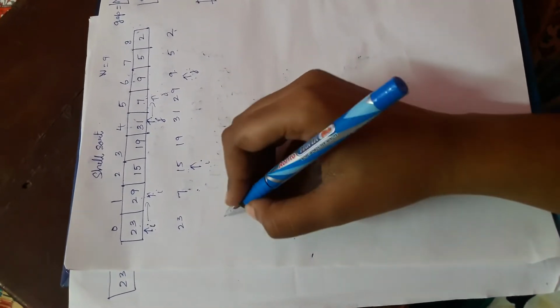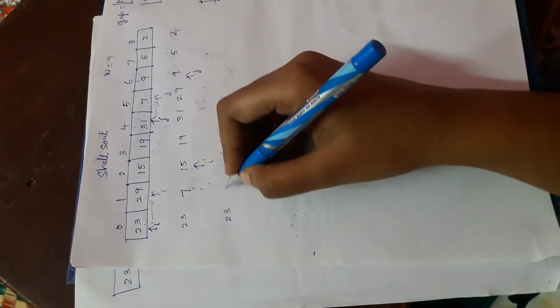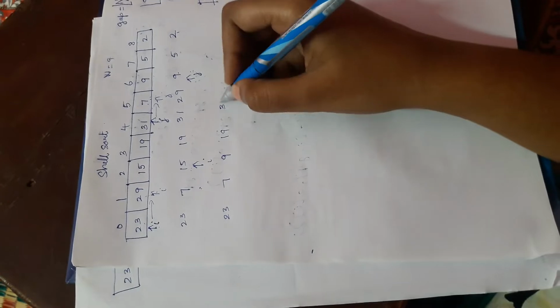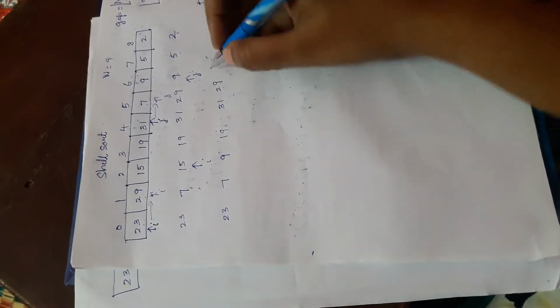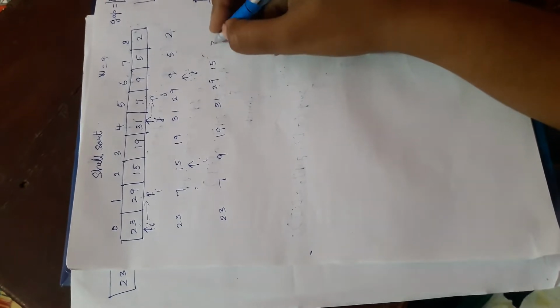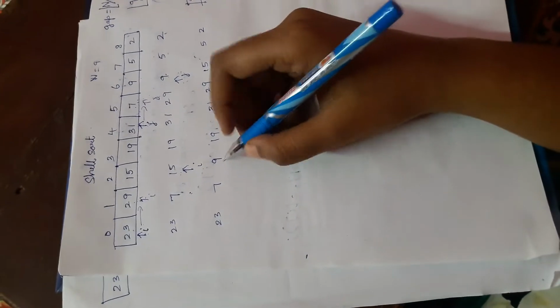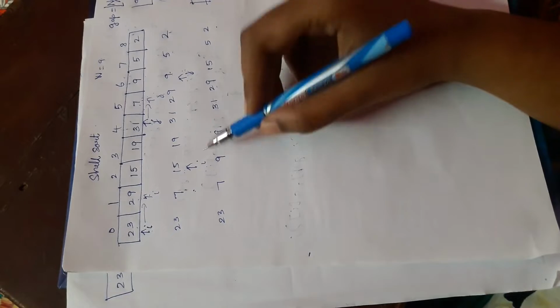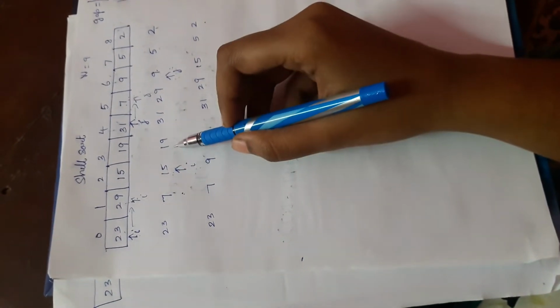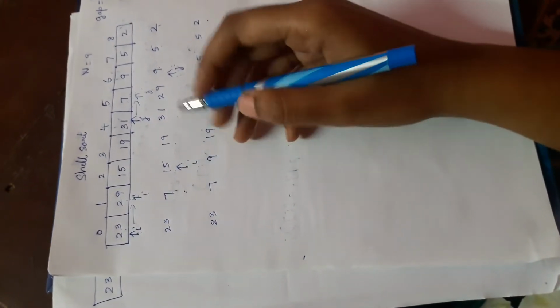So again I will write these values: 23, 7, 9, 19, 31, 29 and both values are shifted. So 15, 5, and 2. So now again after the sorting of the array, the same array only we are taking. Just for explanation I am writing it as steps. So again the one pointer value will be shifted to the other position.